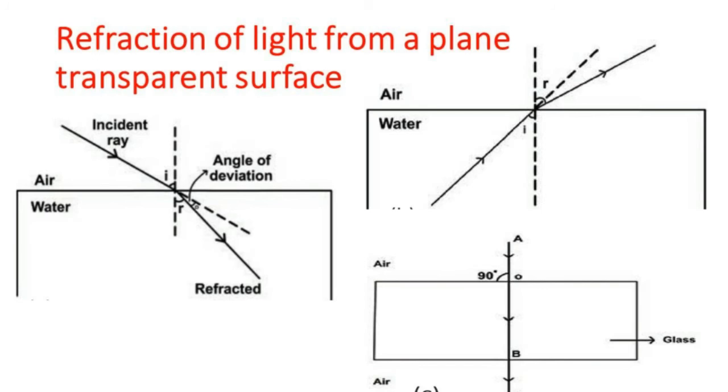Next, a ray of light incident normally on the denser medium goes without any deviation. So that is all lie in the same plane. So that is 90 degree.